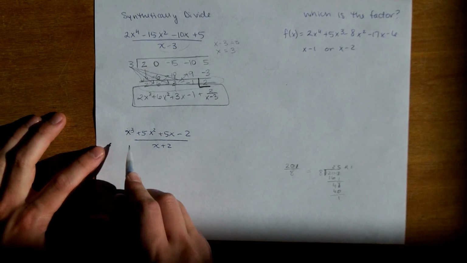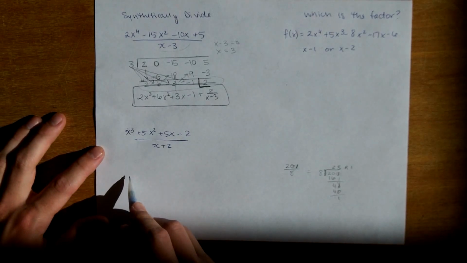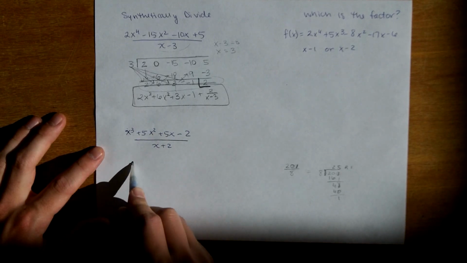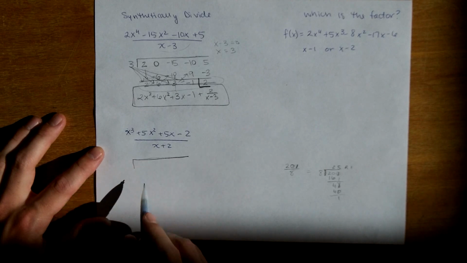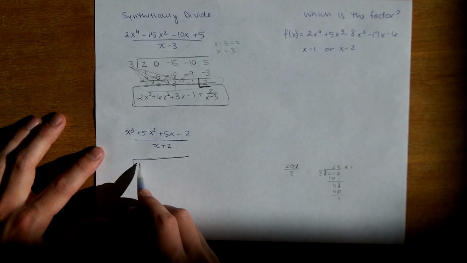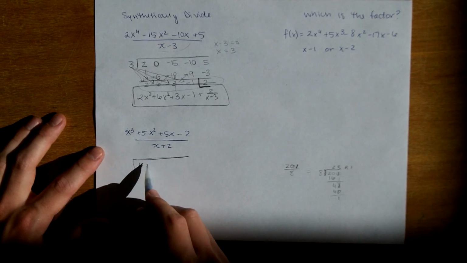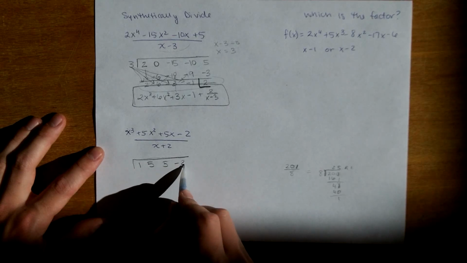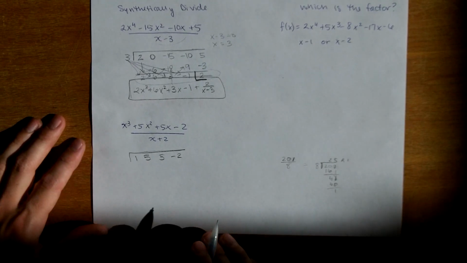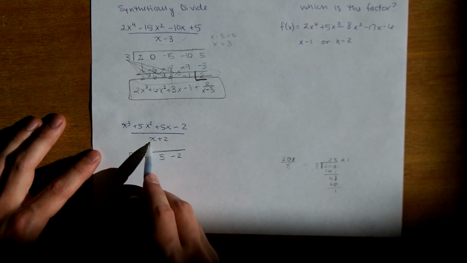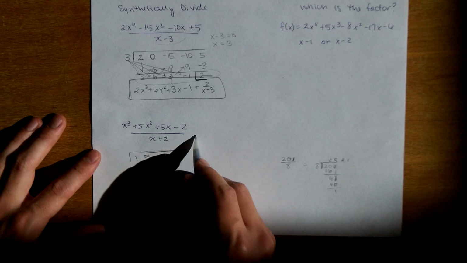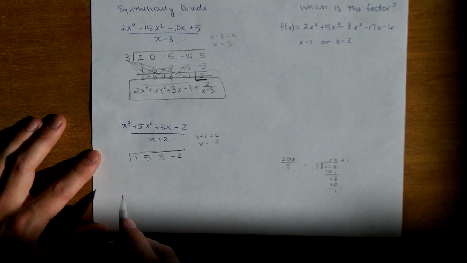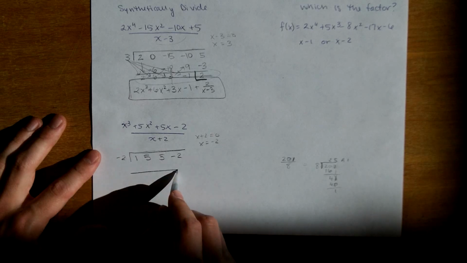Okay, so again, when we have synthetic division, we're going to set it up with the leading coefficients. So we're going to do a little box. We're going to write down the leading coefficient of the x to the 3rd, which is 1, the 5 for the x squared, the 5 for the x, and the negative 2 for the number value. Now we have to find out what x equals. So we're going to set this up so x plus 2 equals 0, so x equals negative 2. That's what we're going to put outside right here.